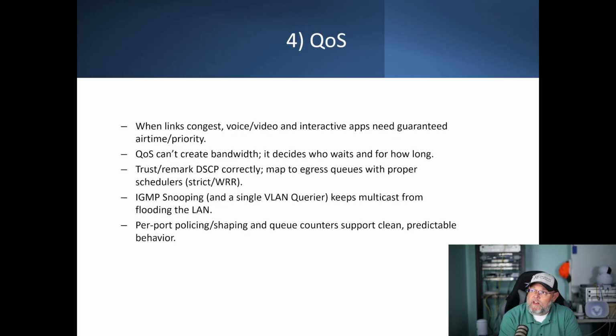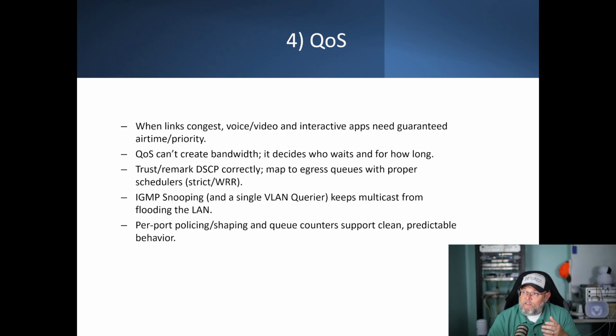QoS, if you're running voice and video or other interactive apps like Zoom, GoToMeeting, all those things, when your network gets congested or links get congested, QoS is going to give you guaranteed airtime if you're on Wi-Fi, or priority on the network. QoS can't create bandwidth, but what it does is it decides who waits and for how long they're going to wait. You want to make sure that it can do trust or marking and DSCP correctly.